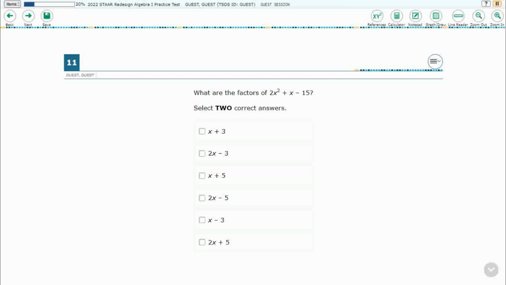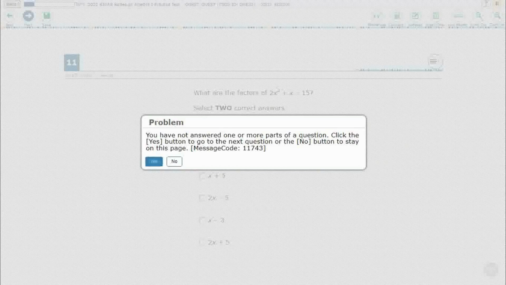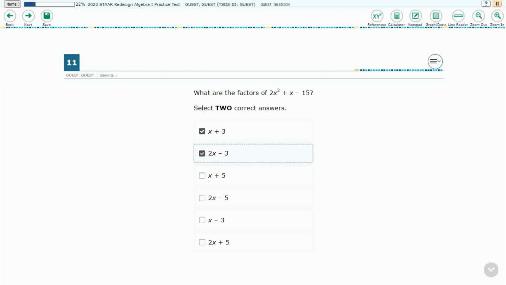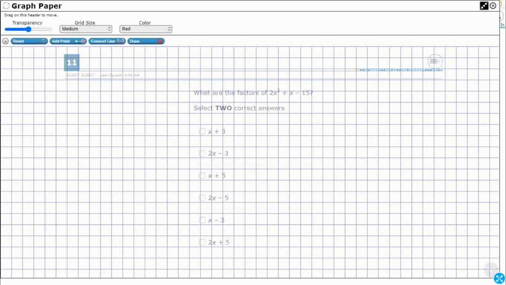So we've got this trinomial here. Notice we need two correct answers, so if we were to just select one, it is going to give us an error message saying we've only selected one. And if we select two and try to select a third, you're going to notice it's impossible to select three. So the system is set up to where you just want to select two. So let's get into this.